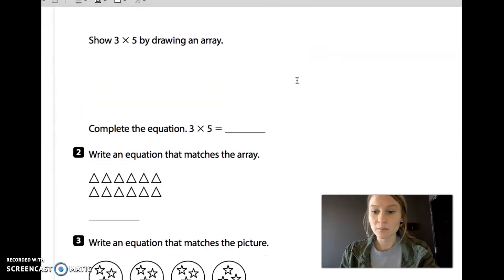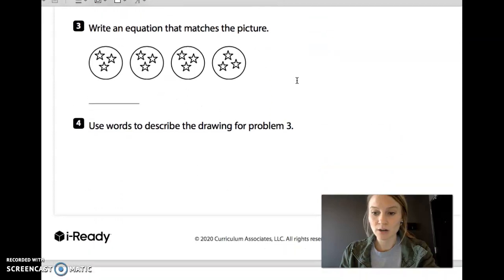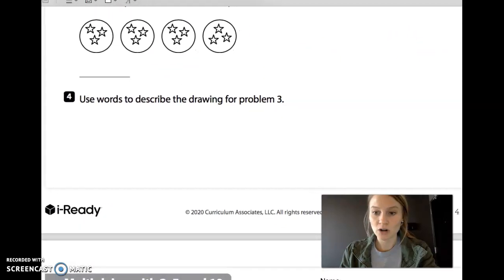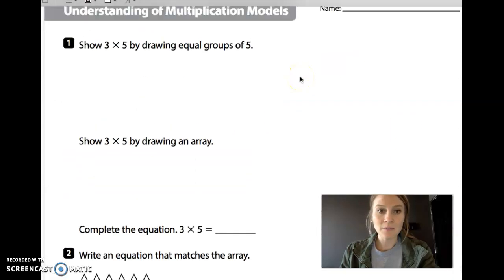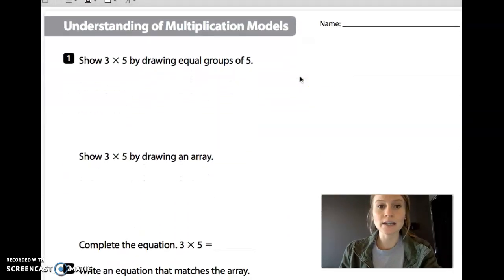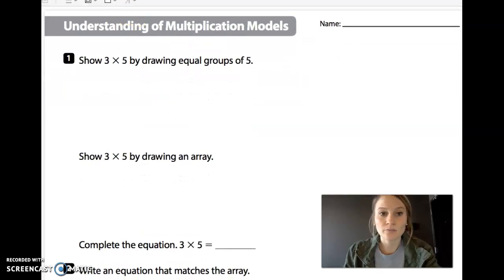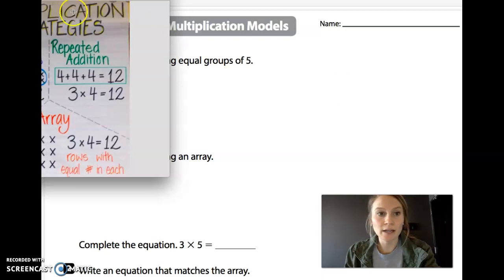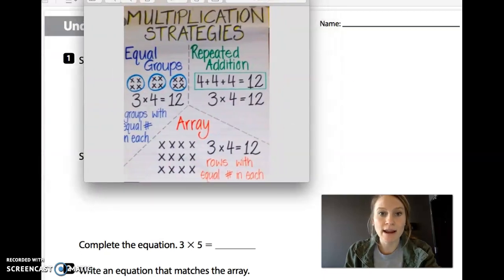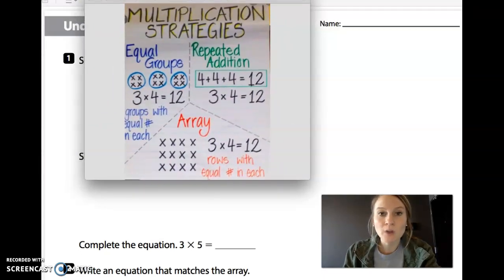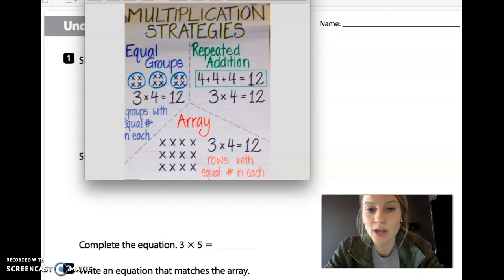So we should be on page, let's check the page number. Oops, page number 4. I can see it right here. And at the top, it says Understanding of Multiplication Models. So I want to go ahead and pull up an anchor chart, kind of like what we did for reading, to help refresh our brains about when we talk about multiplication strategies, what kinds of strategies are we talking about?